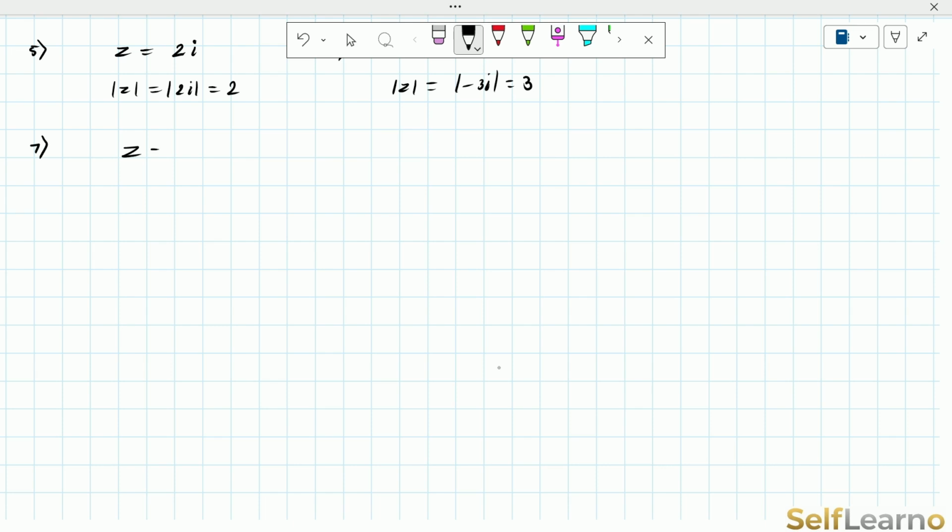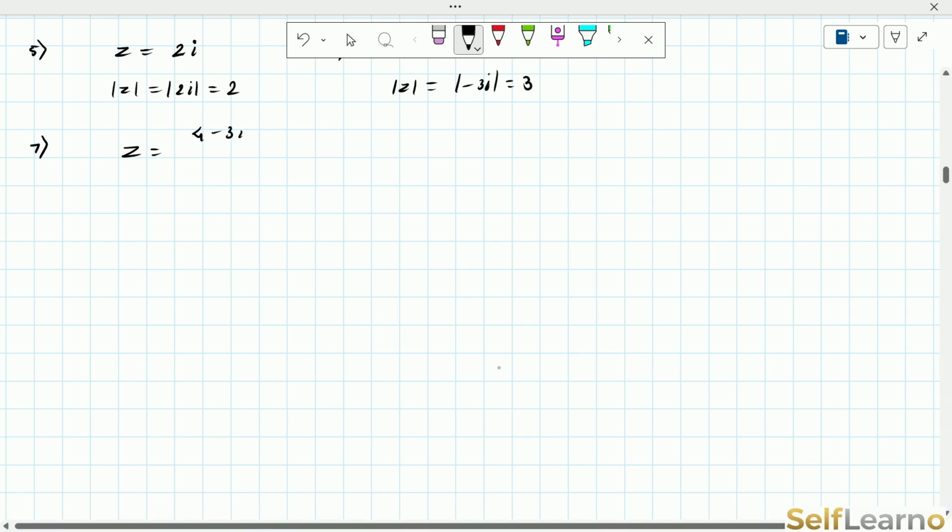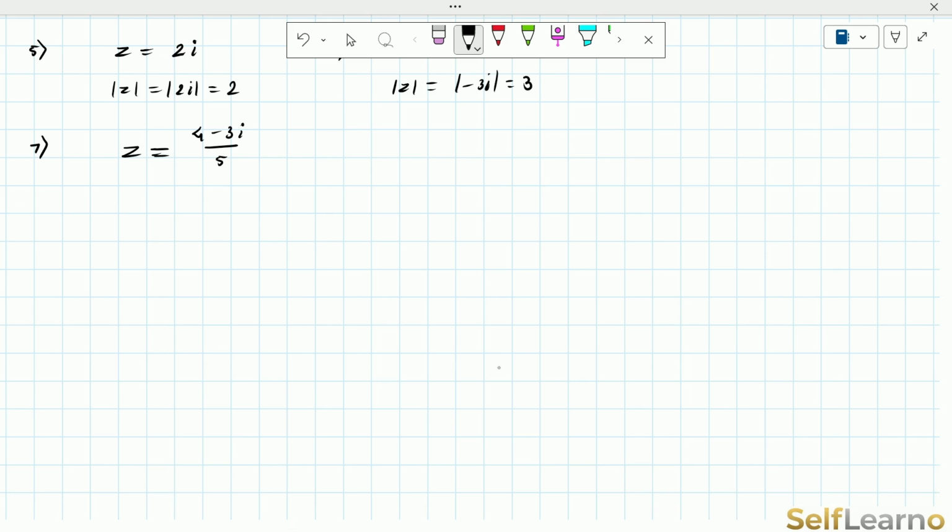Now let us take one more example which involves some fractions. z is equal to 4 minus 3i by 5. Perfect. I want to find the modulus of this complex number. See what we have. z is equal to a plus ib. Modulus of z is under root a square plus b square.